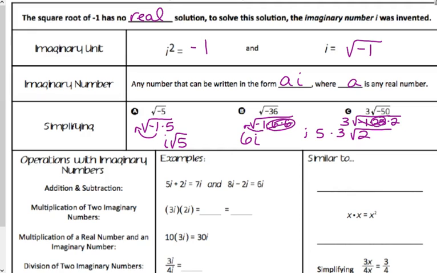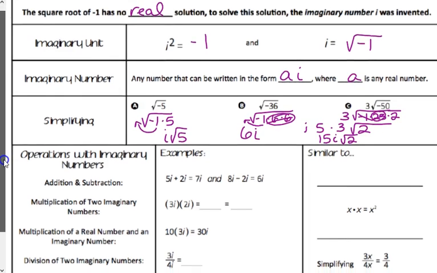Now we still have to multiply what's on the outside. So we have 5 times 3, which is 15. i always goes at the end, times the square root of 2. And that's all there is to that. Simplifying is just like simplifying radicals, except now you have negative numbers.